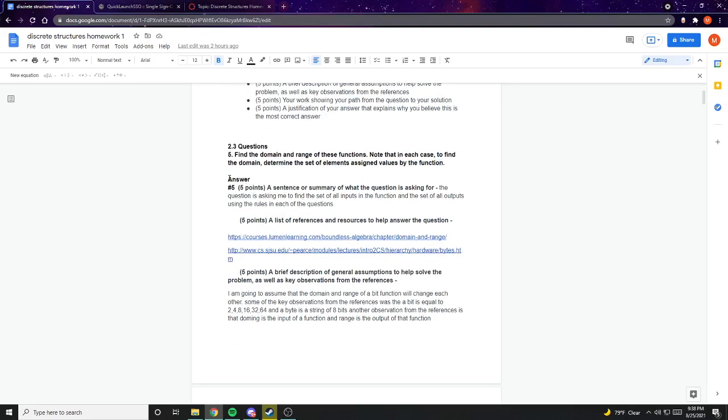So here is the first thing that we needed to do, which was a summary. I just said the question is asking me to find the set of inputs and of the function, the outputs, because inputs and outputs are basically the domain and range anyway.